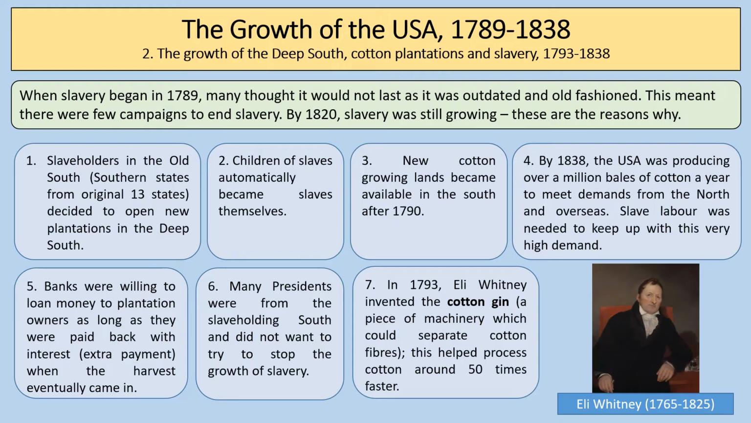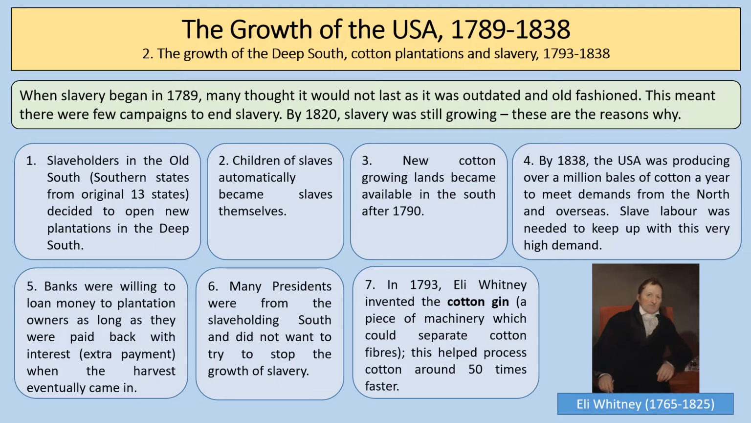Third, new cotton growing land became available in the South after 1790. Number 4, by 1838, the USA was producing over 1 million bales of cotton a year to meet demands from the North and overseas. Slave labour was needed to keep up with this very high demand. The fifth one was that banks were willing to loan money to plantation owners as long as they were paid back with interest when the harvest eventually came in. So that meant that there was money to fund the creation of these new plantations. The sixth one, many presidents were from the slaveholding South, and therefore they did not want to try to stop the growth of slavery. Presidents like Andrew Jackson, for example, during this time.